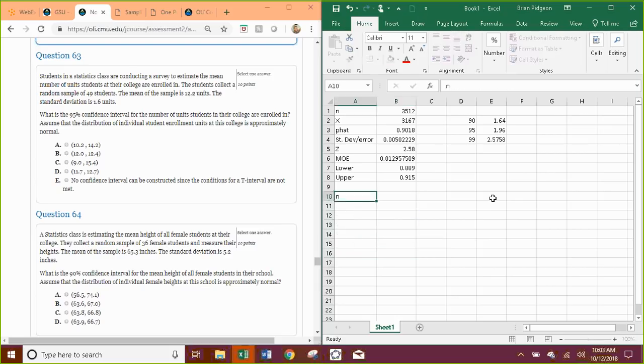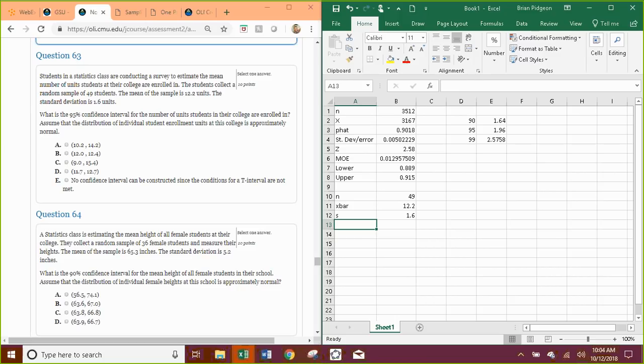Okay, here we go. Confidence interval. All right. Students in a statistics class are conducting a survey to estimate the mean number of units students at their college are enrolled in. The students collect a random sample of 49 students. The mean of the sample is 12.2, and the standard deviation is 1.6. What is the 95% confidence interval for the number of units students in our college are enrolled in?